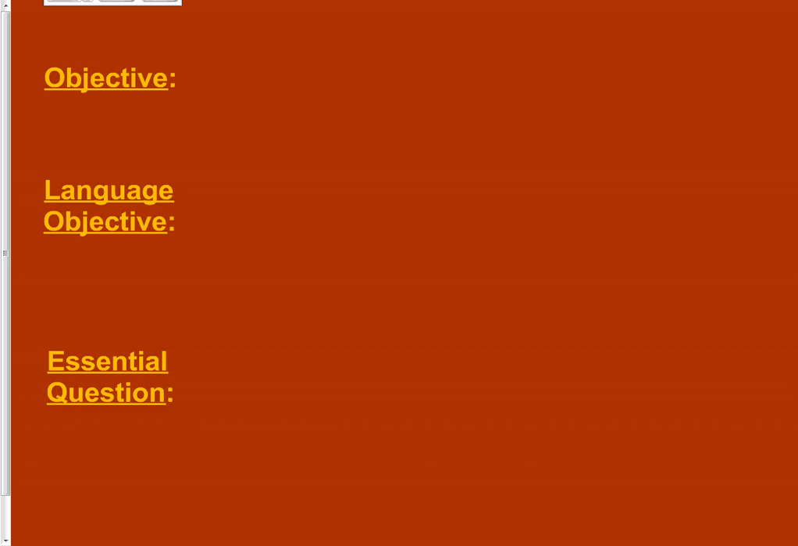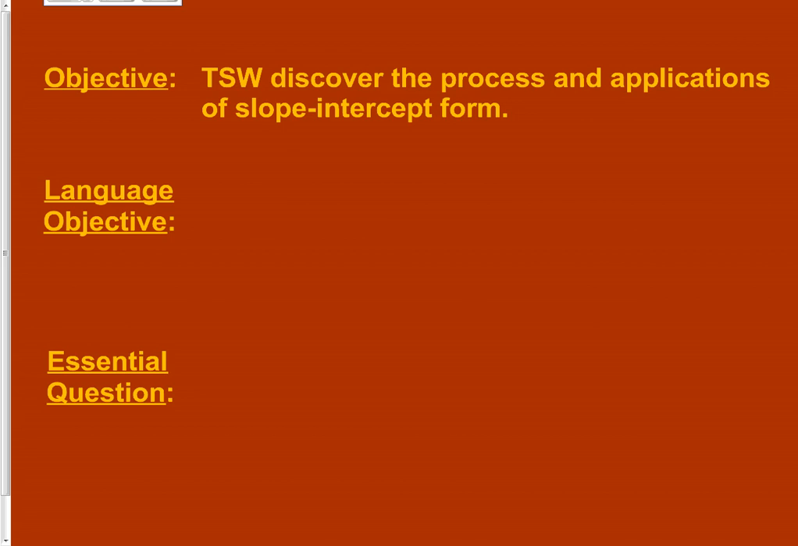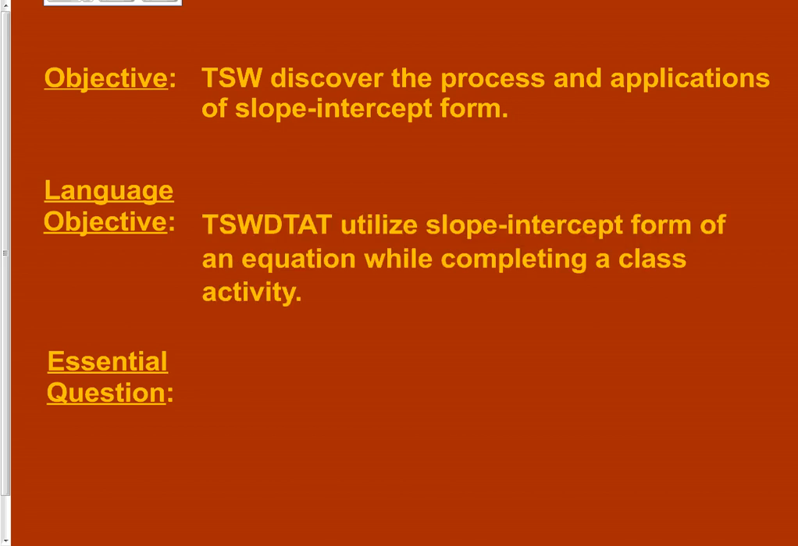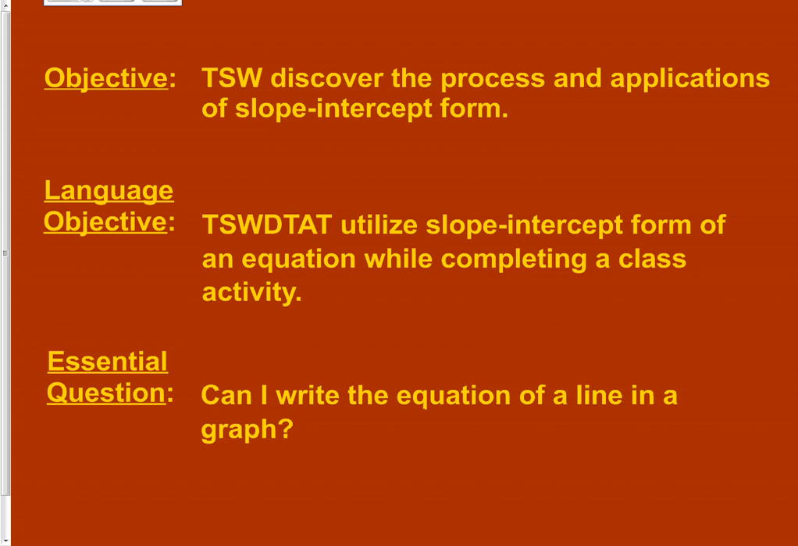Our stated objective for today is the student will discover the process and applications of slope-intercept form. That should be a topic we are well familiar with, so hopefully we just have to brush up and refresh our memories on how it works. The student will demonstrate the ability to utilize slope-intercept form of an equation while completing a class activity. And your essential question for the day: can I write the equation of a line in a graph?